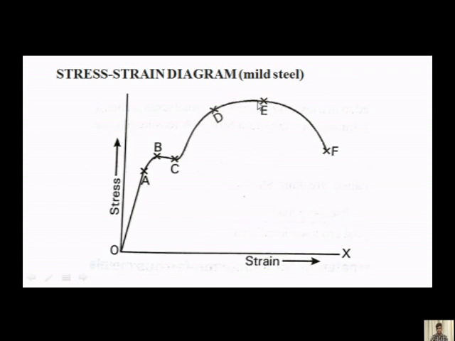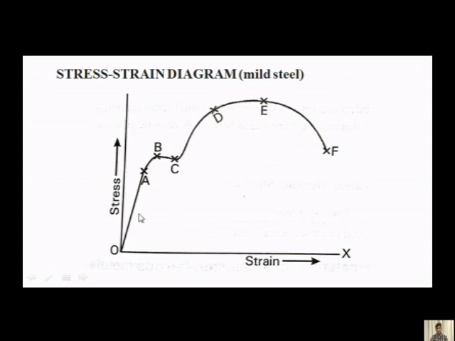Now, we will analyze this. When a mild steel is subjected to stress or a load, how can it be represented in the stress strain curve? Initially, you take OA. OA is where stress and strain are proportional. So as I told you, what is Hooke's law? Hooke's law is that stress is directly proportional to strain, OA.